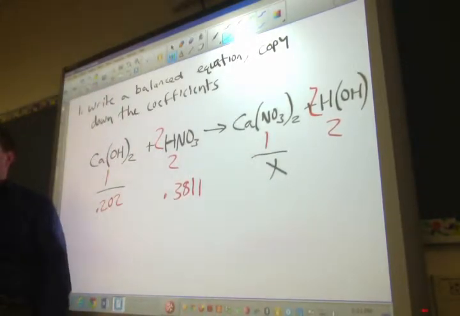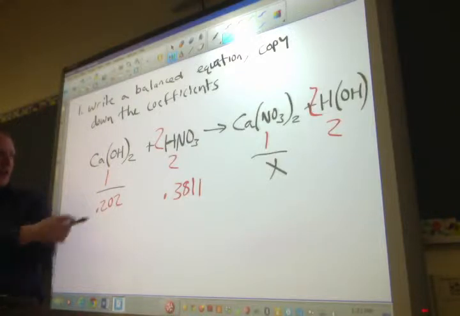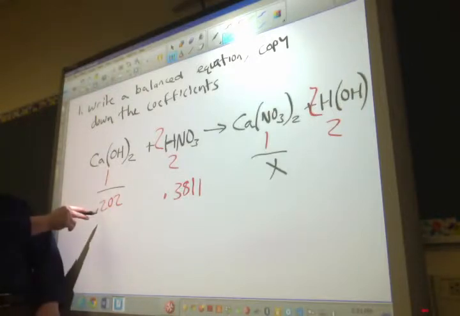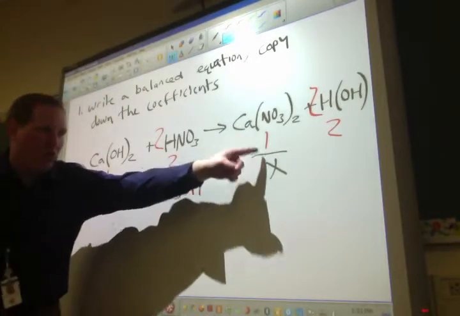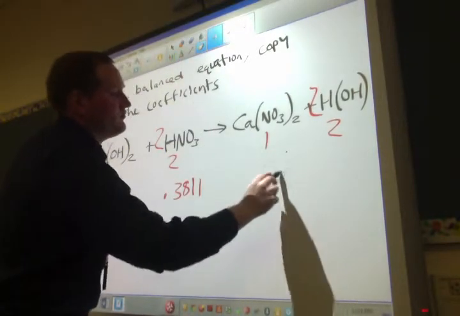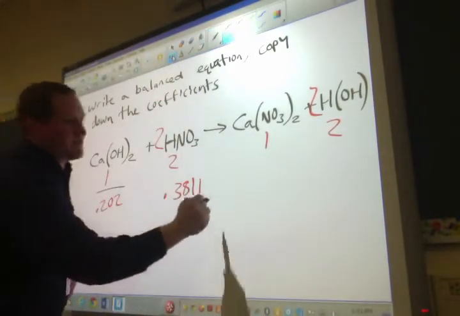Now for this, you don't even have to do the cross multiplication, right? If the mole ratio is 1 to 1, what's my x going to be? 0.202. Right, because if I have 1 over 0.202, that has to equal 1 over 0.202. So here's how I'm going to write this. I like to add a little step to my table here.